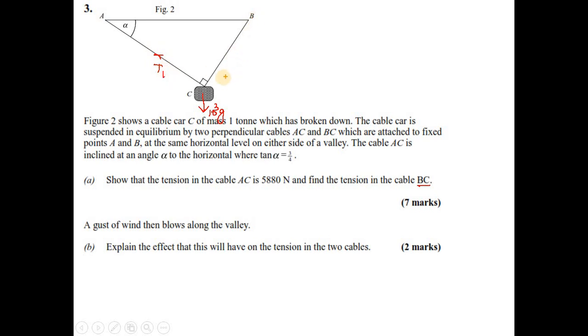And the tension in the cable BC is T2. Tension will be different because angles are different. They cannot be the same, because this angle is alpha and this angle will be 90 minus alpha, because we have a right triangle. This angle is 90 degrees here, so we have 90 minus alpha.